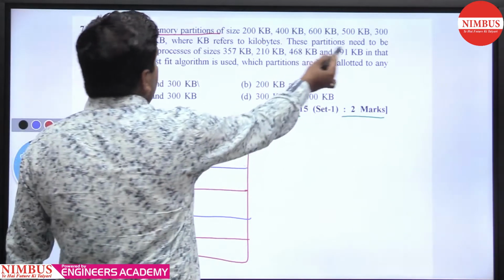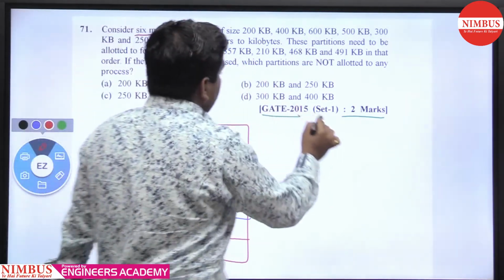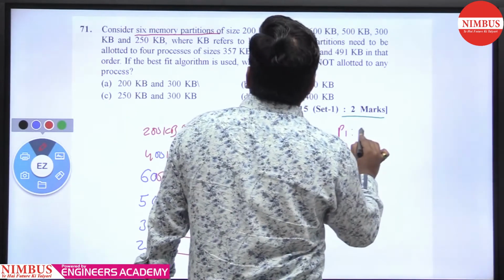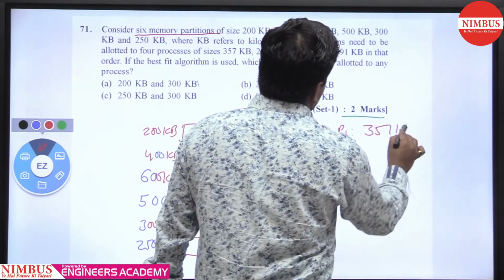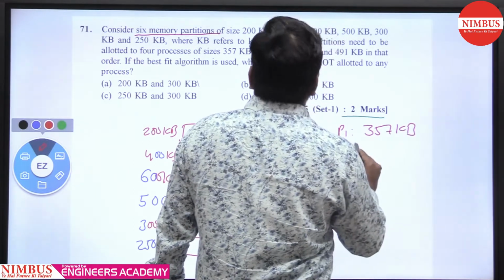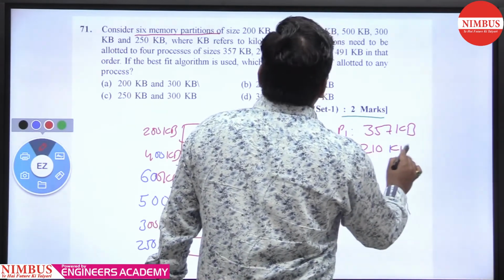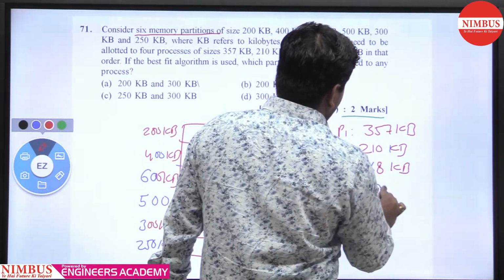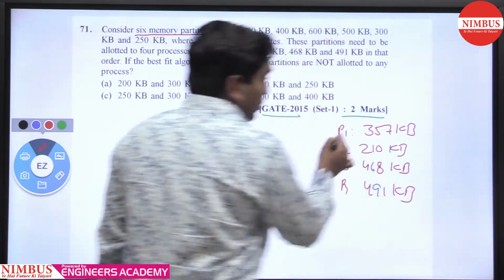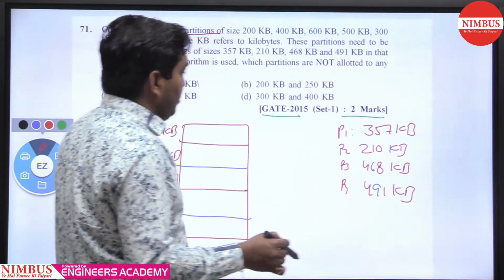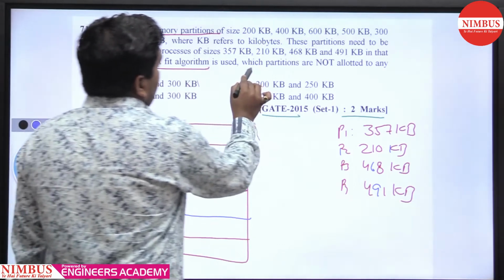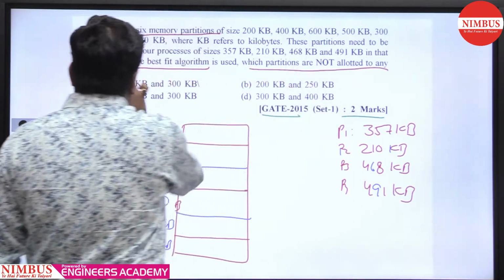It is mentioned these partitions need to be allocated for processes. There are 4 processes P1, P2, P3, P4 such that size is 357 KB, 210 KB, 468 KB and 491 KB in that order. Means first P1 comes, then P2, then P3, then P4, and the best fit algorithm is used. Then which partition is not allocated to any process?